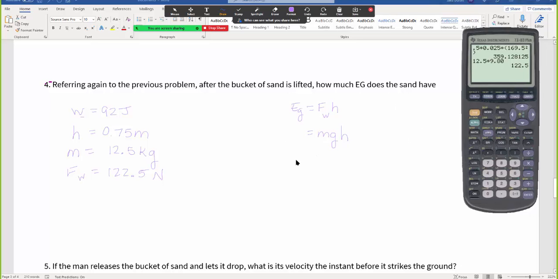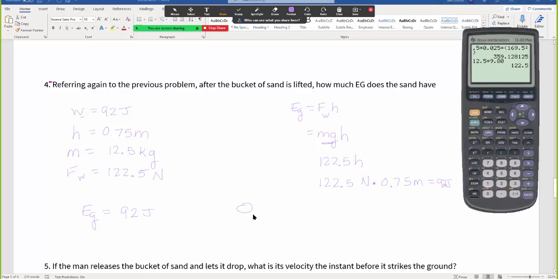So the potential energy is going to be 122.5 times the height, or 122.5 newtons times 0.75 meters. And again, that's going to come out to 92 joules. So that's just showing you that the gravitational potential energy at the top is equal to 92 joules.